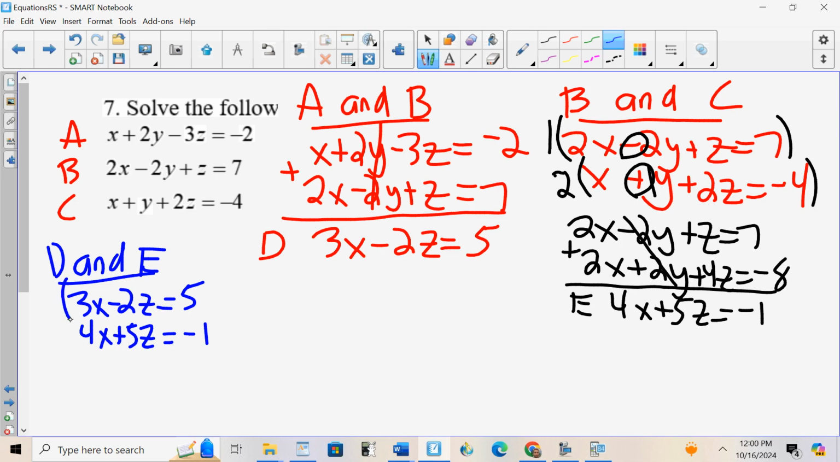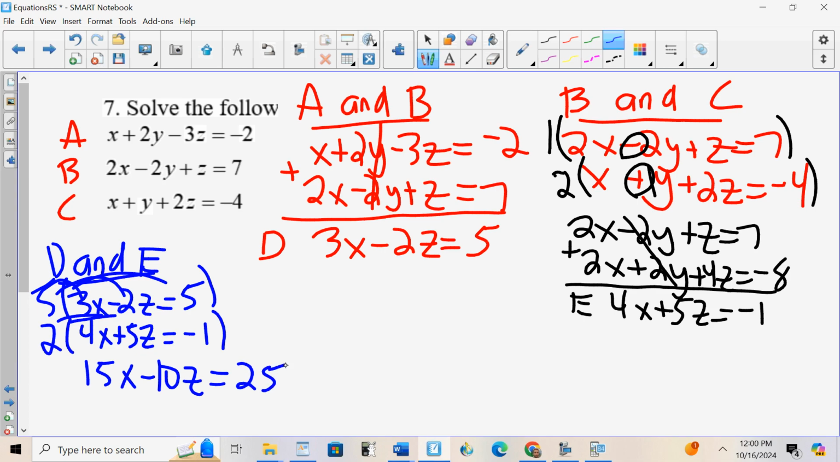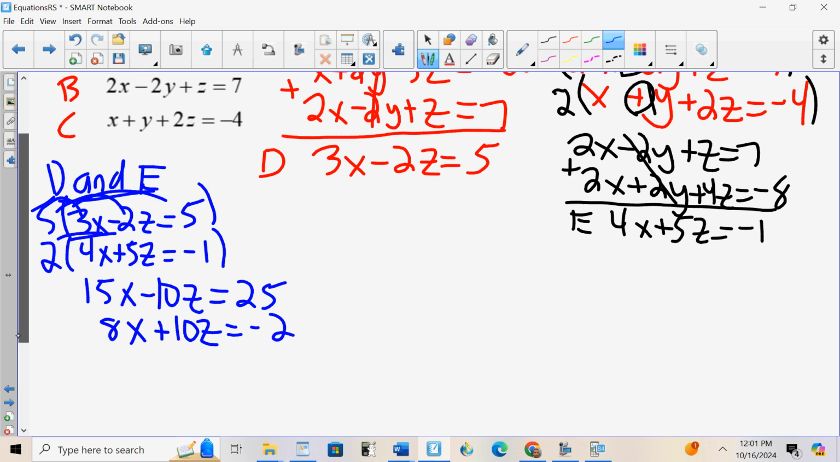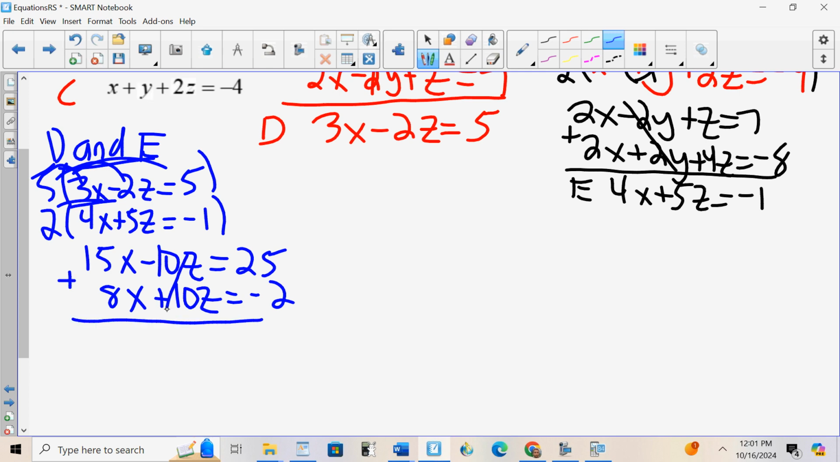I choose a variable to cancel. I'm going to choose the z's since they're different signs. 5 on top, 2 on bottom, and since they're different signs, I keep everything outside positive. I multiply everything through. I got 15x minus 10z equals 25. And I've got on bottom 8x plus 10z equals negative 2. I add them together. 23x equals 23. Divide both sides by 23. I get x equals 1.